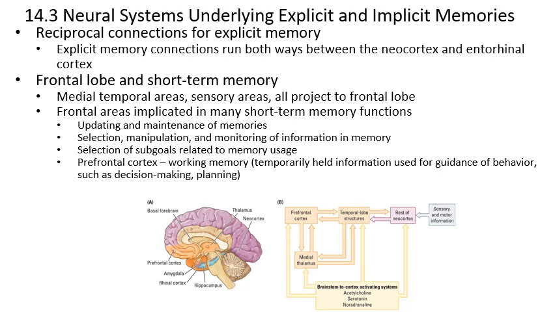So frontal areas are associated with updating and maintaining memories, selecting, manipulating, and monitoring the information from memory, and selection of sub-goals that are related to memory usage, so how to use memory to implement goals. The prefrontal cortex is associated with working memory, which is temporarily held information that's used to guide behavior such as decision making and planning. So working memory typically is information that's just being used very briefly.